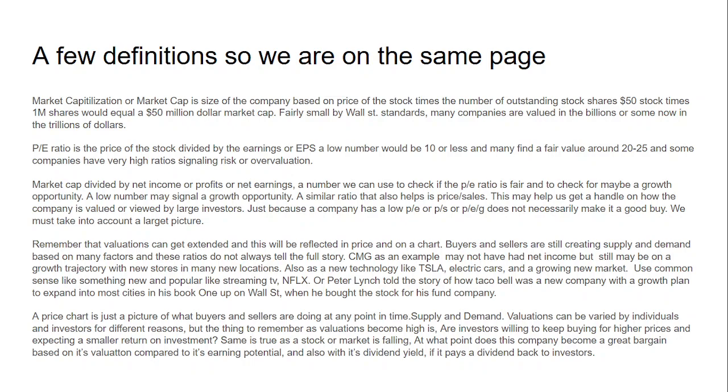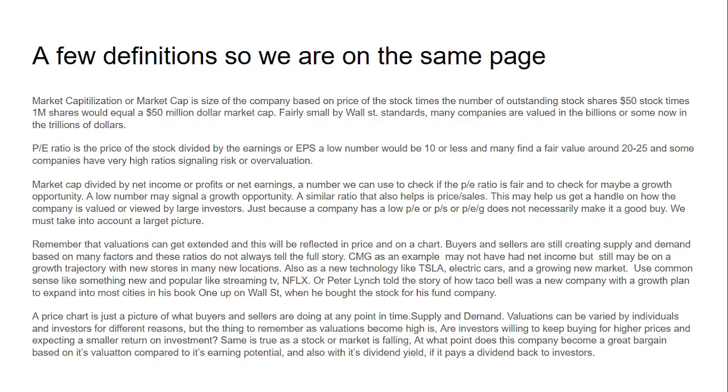Many companies are valued in the billions, or some now in the trillions of dollars for a single company. We also have what's called a PE ratio, which is the price to earnings ratio. It's the price of the stock divided by the earnings, or earnings per share. And it's generally a fairly low number. 10 would be fairly considered low. And many investors find a fair value around maybe 20 or 25. But some companies have very high ratios, signaling potentially high risk or even an overvaluation. Now, that's not always the case.